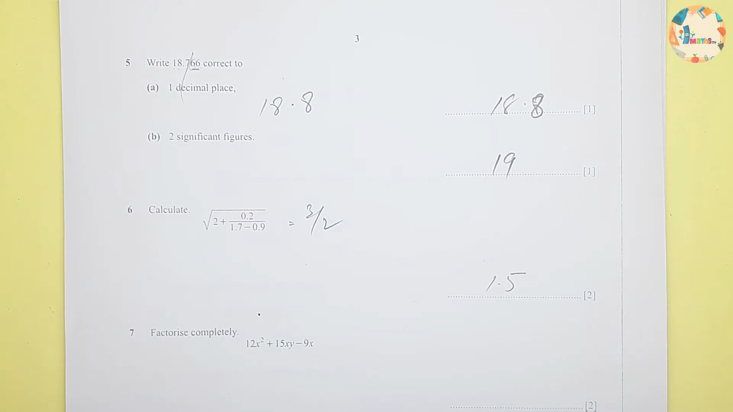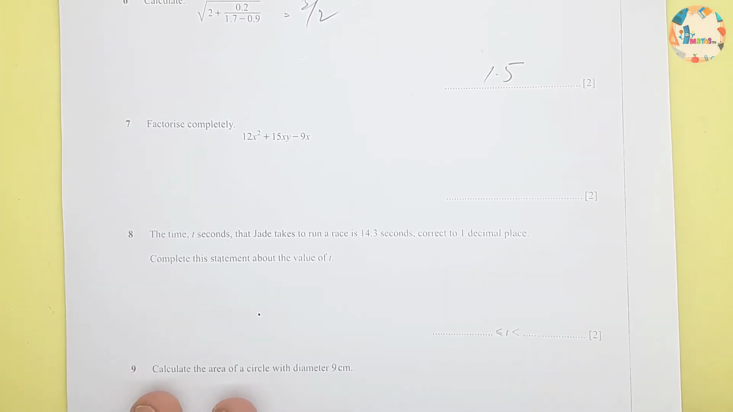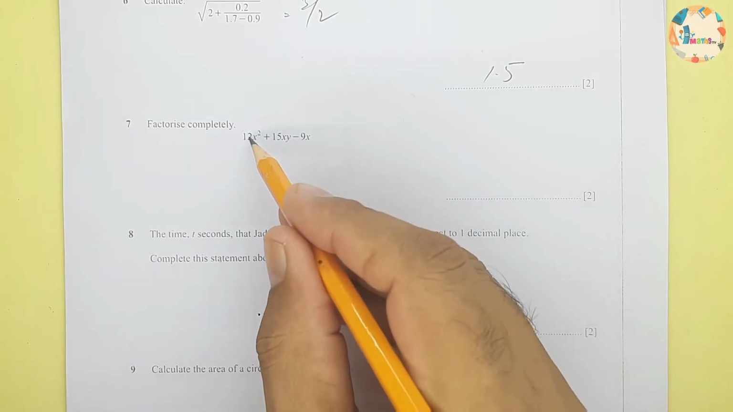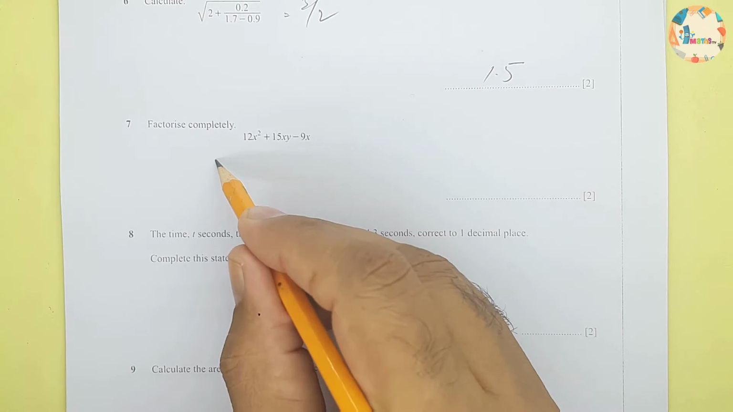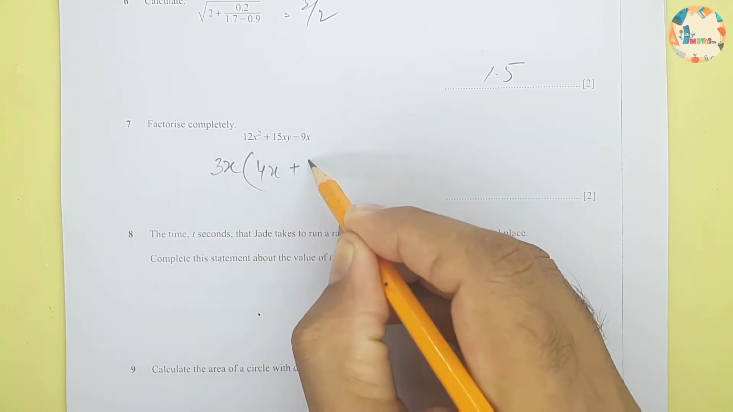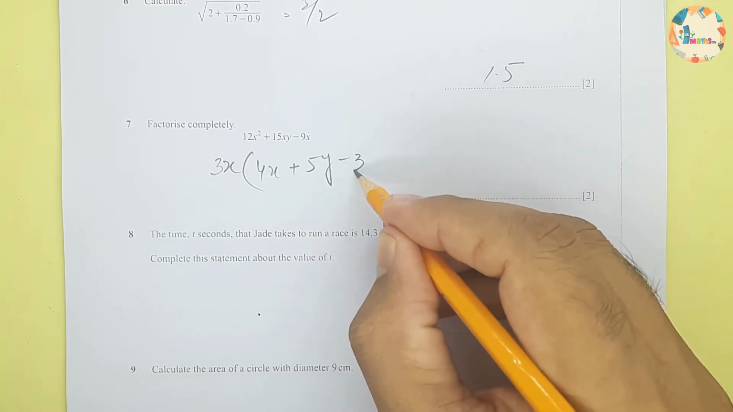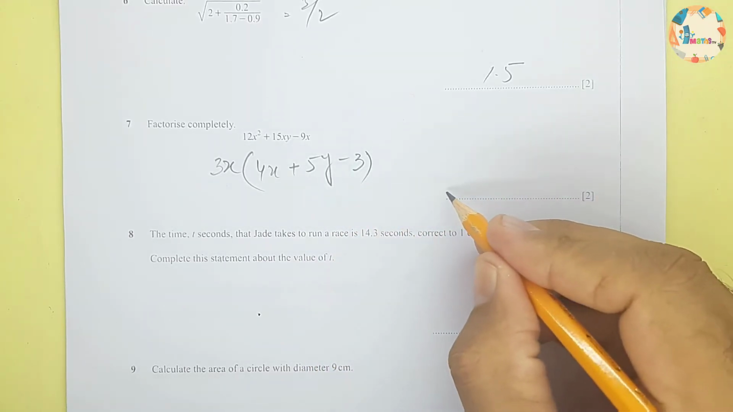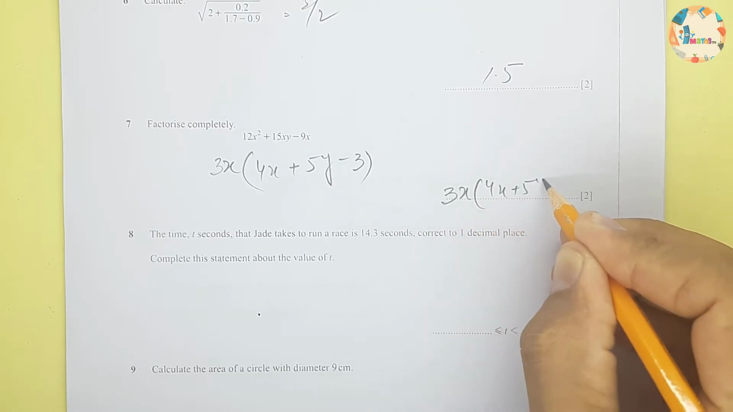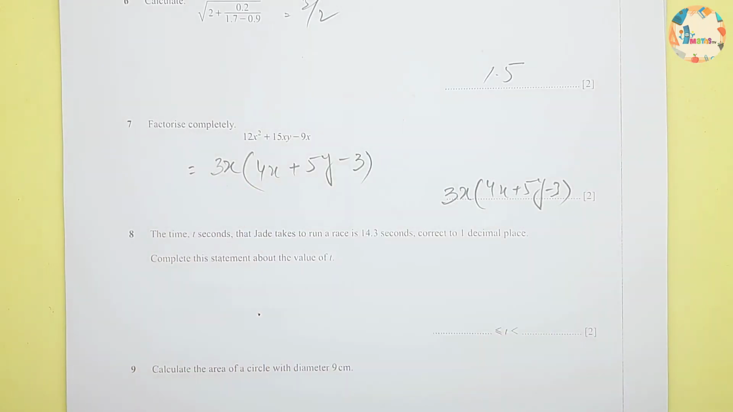Factorize completely. Question number 7. This one is factorize completely. So we'll have to take a common factor. So x is common in all and 3 is also common. So we can take 3x common. This will be 4x plus 5y minus 3. This will be the final factorization. 3x into (4x plus 5y minus 3). This will be our answer.